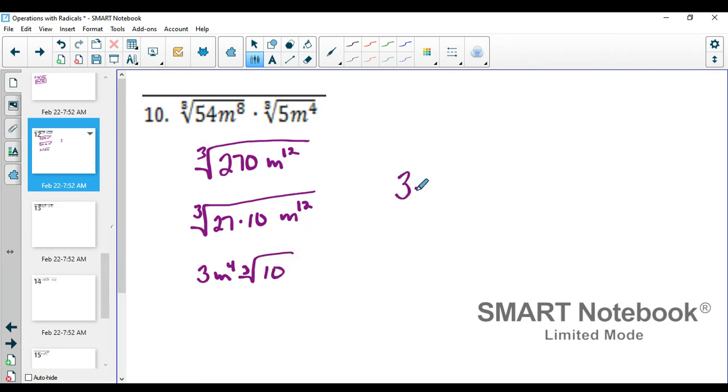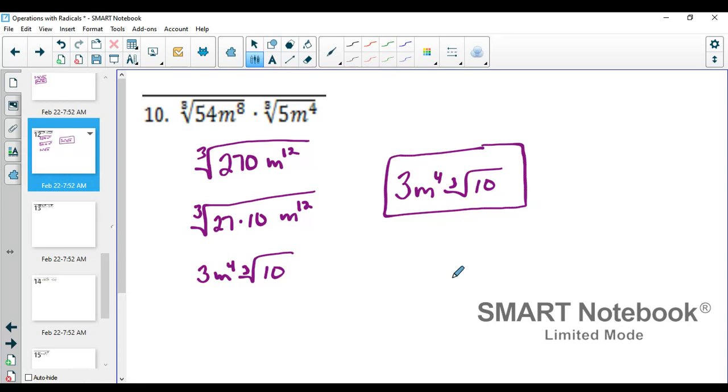So our final answer is 3 m to the 4th cube root of 10. Just rewriting it so it's a little bit neater. Not much, but it'll do.